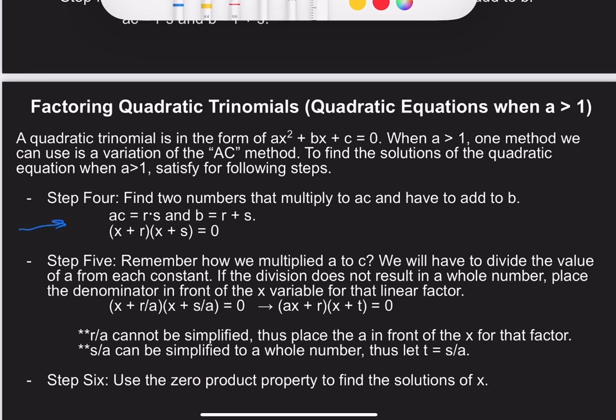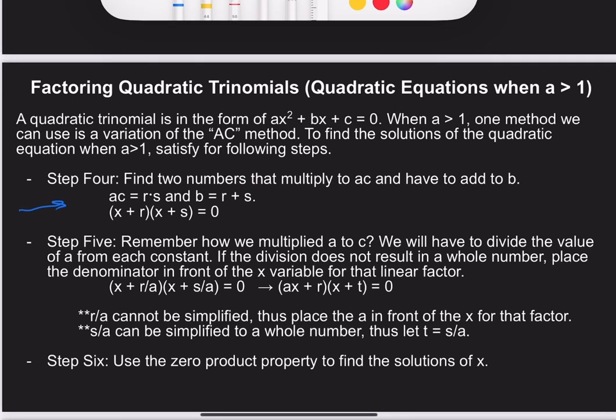Now remember how you multiply the a to the c? The c term is the constant of the quadratic trinomial. Math has to be a balance. You multiplied the value of a to the constant. So when you multiply something with an equation, you then have to balance it out by doing the opposite of that operation, which is to divide.